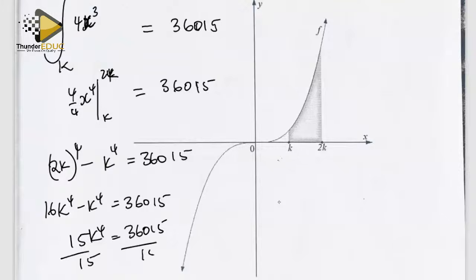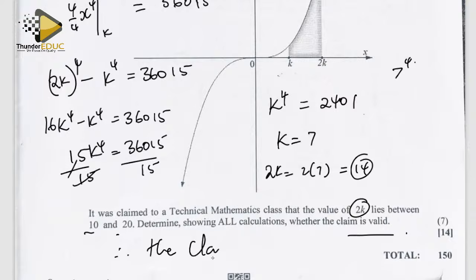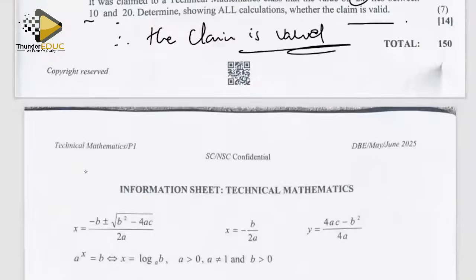Let's divide both sides by 15, meaning that k to the exponent of 4 is 2401. When I express this in exponential form, it's going to be 7 to the exponent of 4, meaning that my k is 7. What did the question ask for? The 2k. So 2k is going to be 2 times 7, which is 14. Determine whether the claim is valid. Therefore, we're saying that the claim is valid.